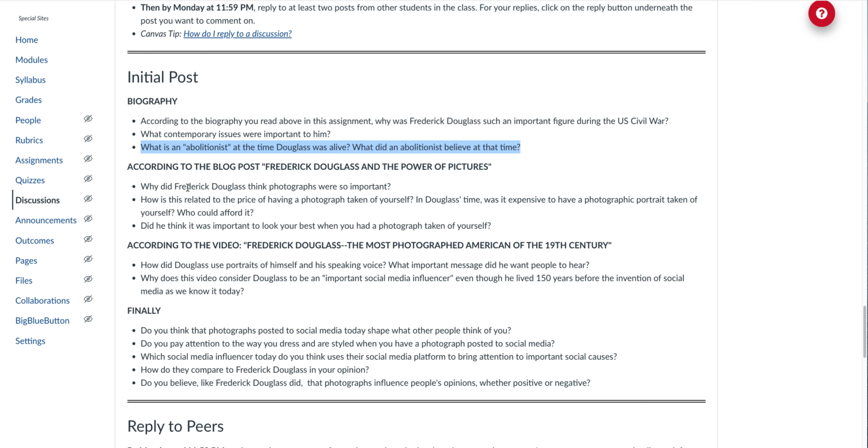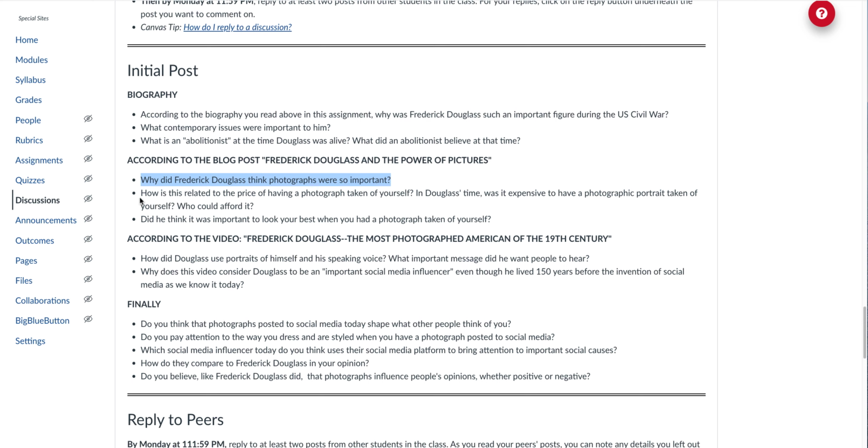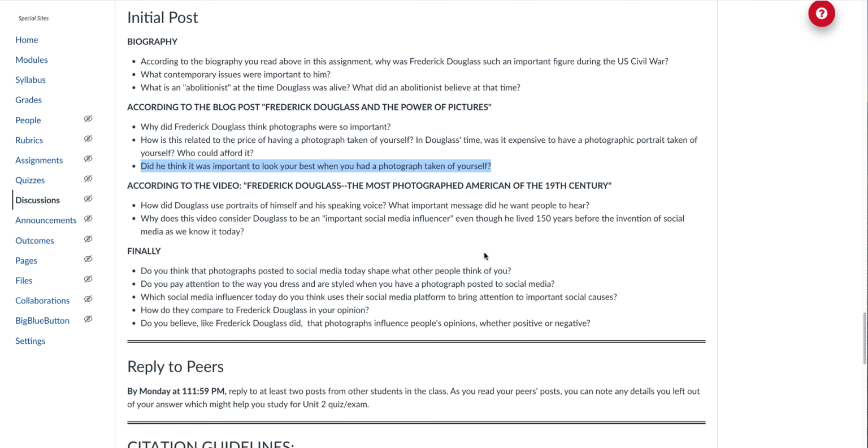So now you go to the blog post and you look at your notes and you answer the question, why did Frederick Douglass think photographs were so important? How is this related to the price of having a photograph taken of yourself? In Douglass's time, was it expensive to have a photographic portrait taken of yourself? Who could afford it? And that's part of the reason that he feels that photography is so important, was its affordability. Did he think it was important to look your best when you had a photograph taken of yourself? All right, so that's the second resource.